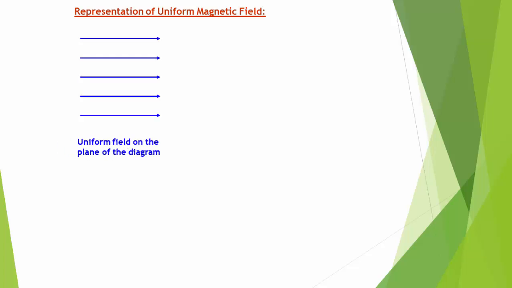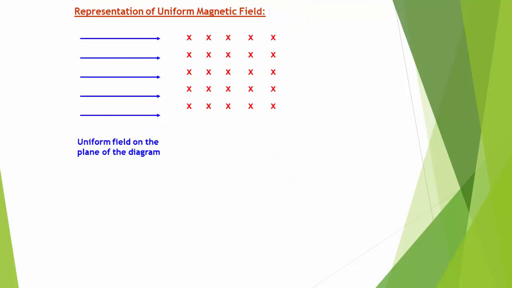These are parallel straight lines moving along the positive x-axis. These types of straight lines are used for the uniform field on the plane of the diagram. It is an imaginary concept. Magnetic field lines are an imaginary concept to give a visible impression of the magnetic field. If the lines are drawn along a straight path and are equidistant, then it represents the uniform field on the plane of the diagram.